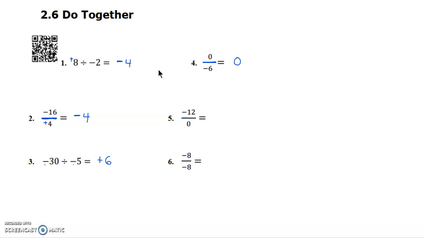But number 5, we're trying to divide by 0. Division by 0 is undefined. It doesn't matter what the sign is. If you're trying to divide by 0, it's undefined. And then number 6, we have our fraction bar, which means divide. We have a negative divided by a negative. Our answer will be positive. And 8 divided by 8 is 1. So the result is positive 1.